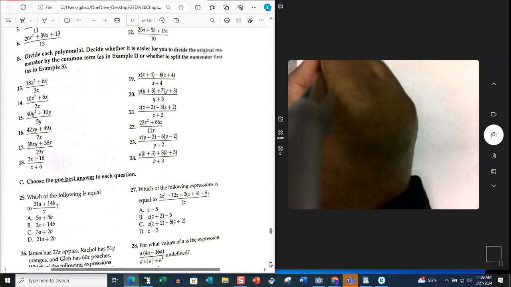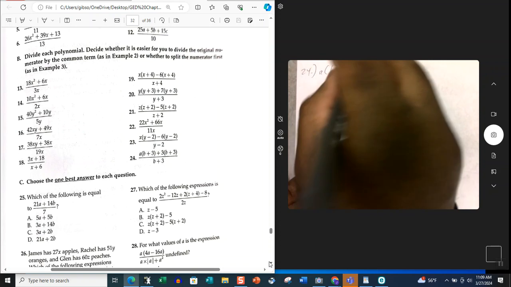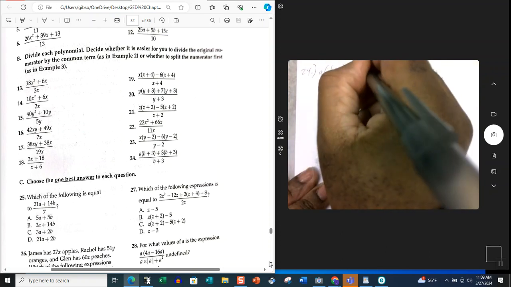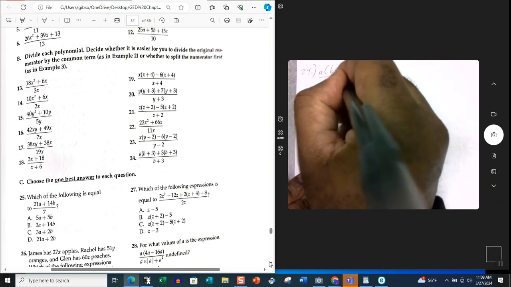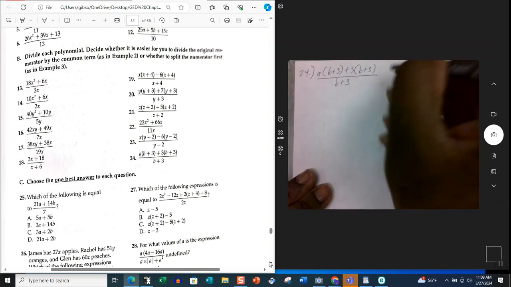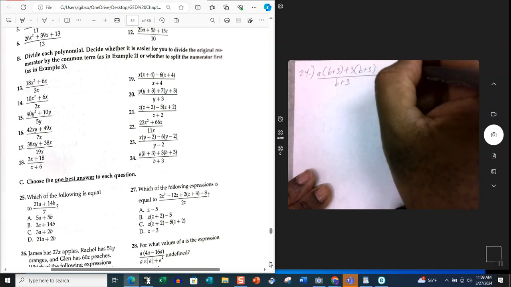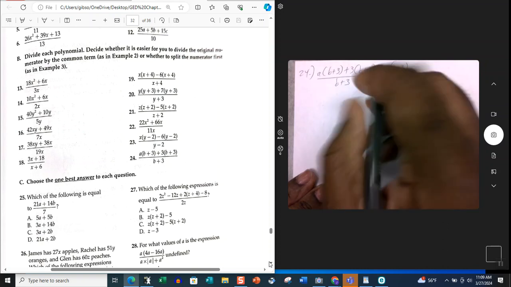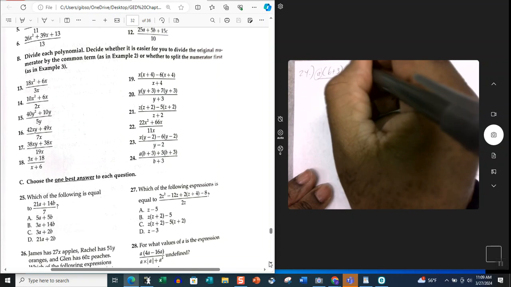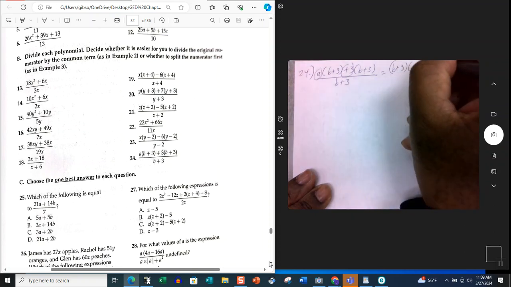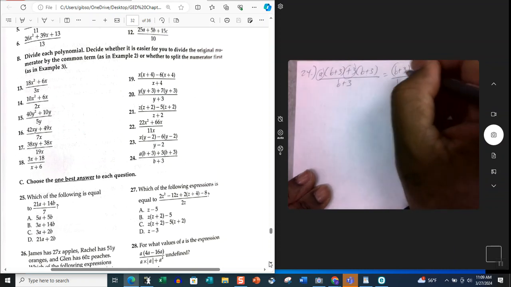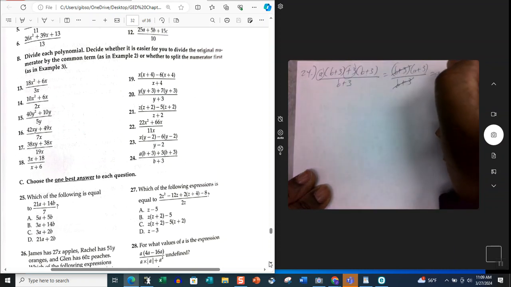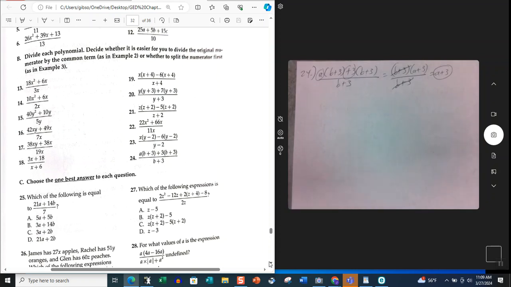We have a times b plus 3 plus 3 times b plus 3, all over b plus 3. Now again, we'll do this the same. We could pull out the b plus 3, and then the thing that's left, a plus 3, will go in its own parenthesis, all over b plus 3. The b plus 3's will simplify out, and you're left with a plus 3. That'll take care of problem 24.